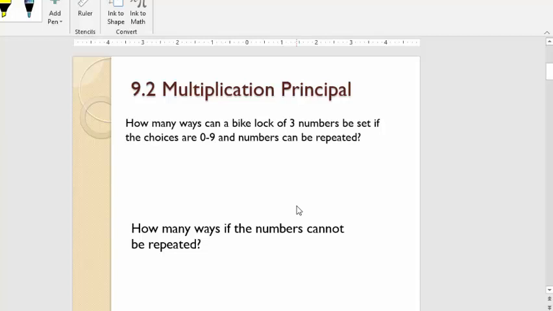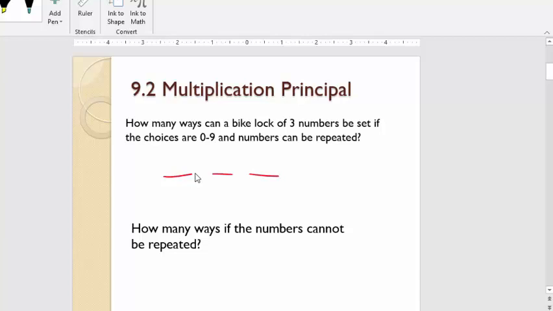So for example, a bike lock could be 1, 2, 3, it could be 3, 2, 1. That would be a different combination. And so what we're doing is we're counting the number of combinations that can be used for this bike lock. So I have choices 0 through 9, and actually there are 10 choices if you count the number of digits here. So let's say these spaces represent my 3 numbers.